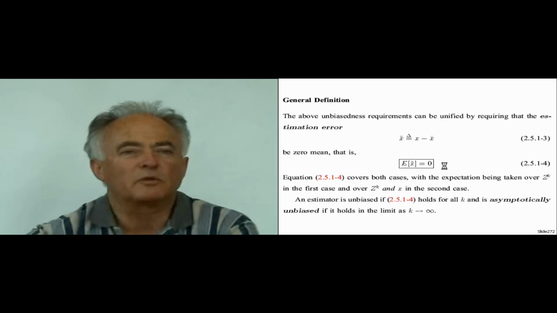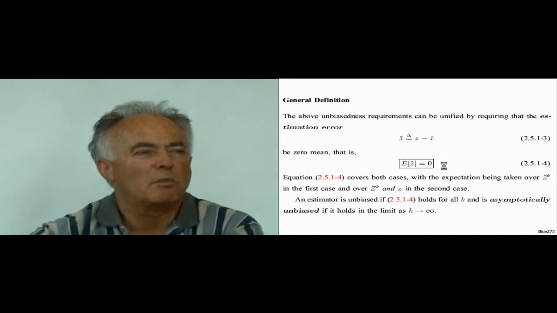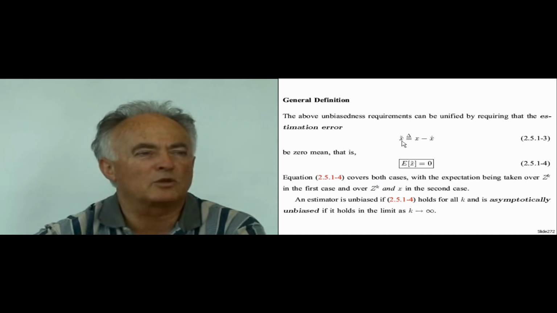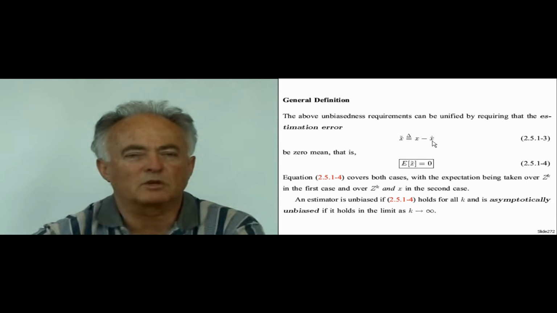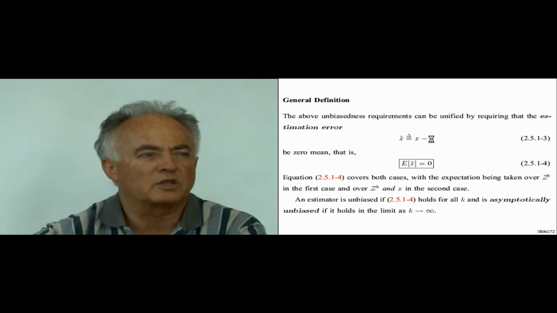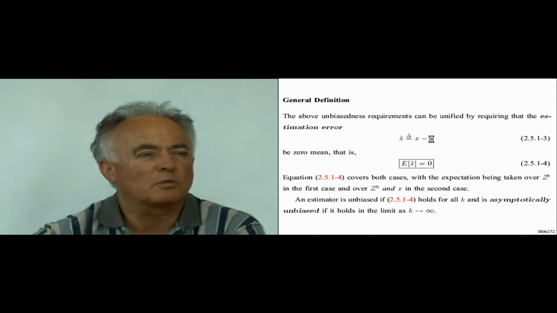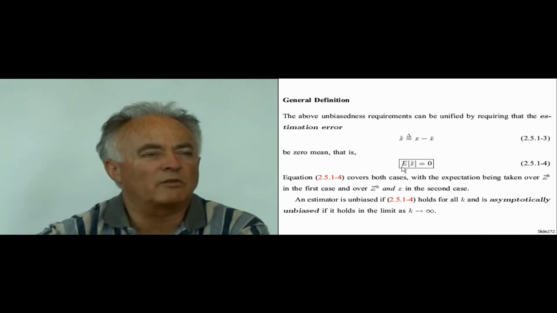We can bring these two definitions into a single one by defining the estimation error x tilde as x minus x hat. This is a convenience. We could define x tilde as x hat minus x, but this is more convenient, as you'll see later. So what we say about this error, on the average, the error has to be 0. The expected value of the error has to be 0. So this is unbiasedness, if the property holds for all k.